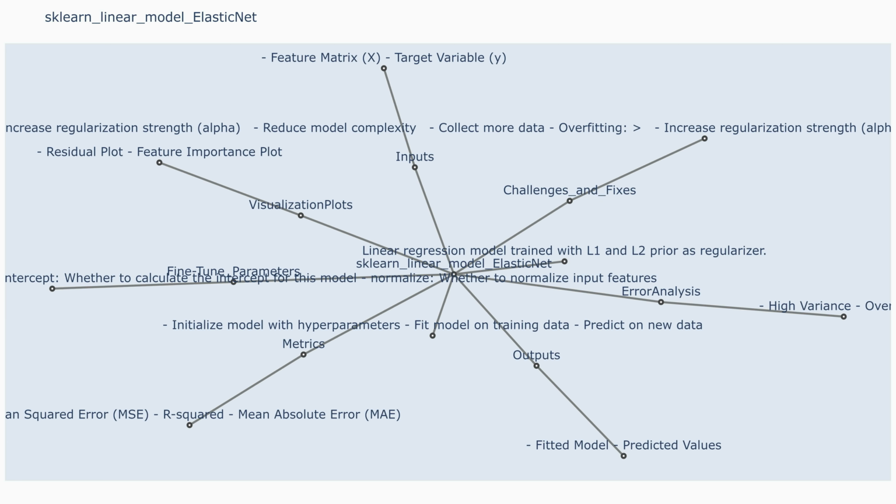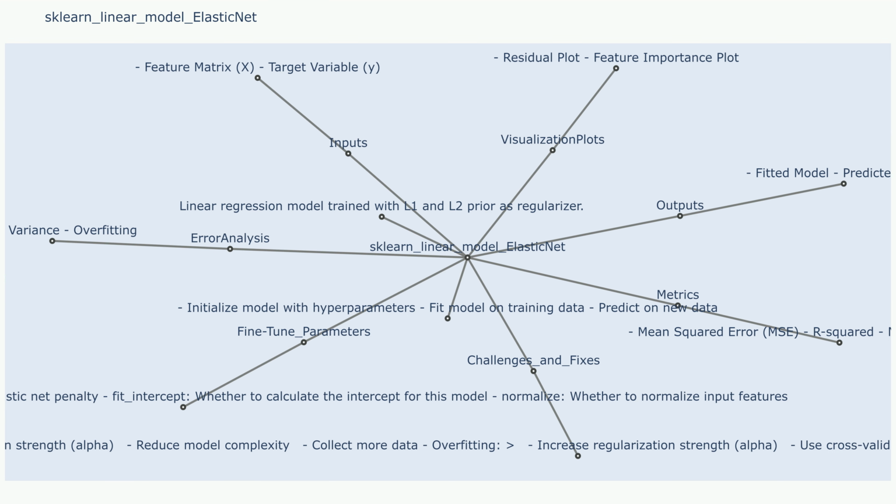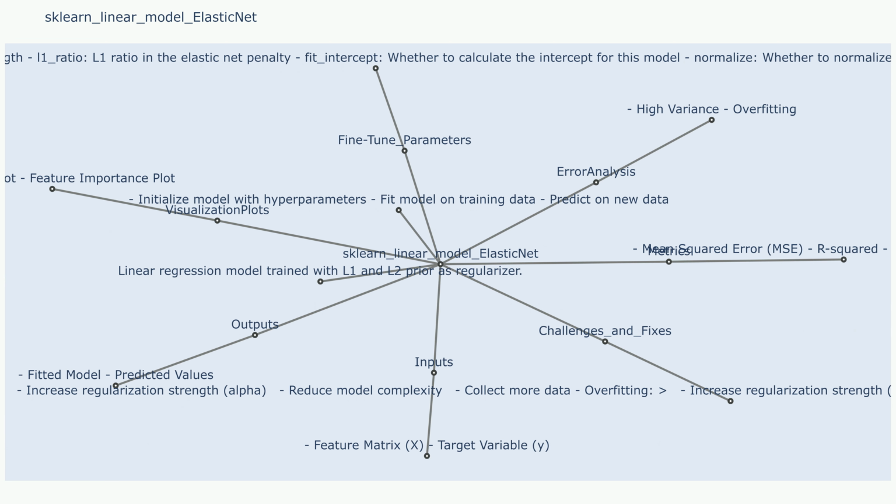sklearn.linear_model.ElasticNet. Description. ElasticNet is a linear regression model that combines the L1 and L2 penalties to regularize the model coefficients. This means that it can both shrink the coefficients of less important features towards zero and set the coefficients of unimportant features exactly to zero. It is a good choice when you have a large number of features and want to select a subset of features that are most important for predicting the target variable.